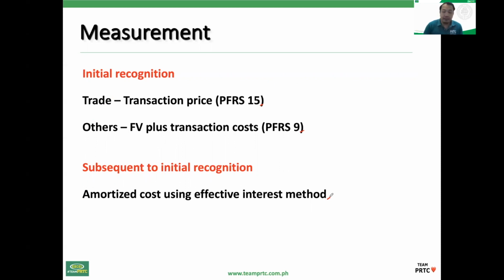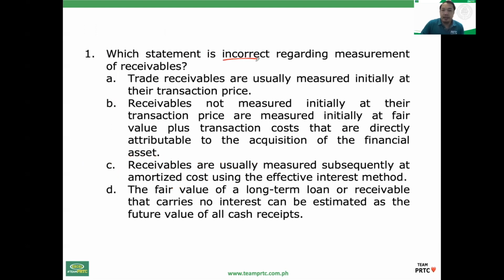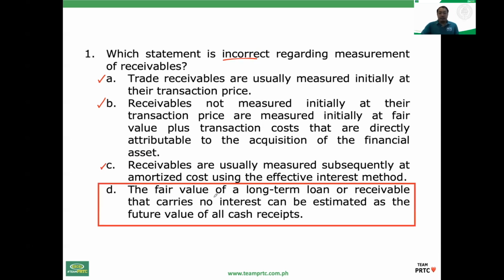Okay, so based on that summary, number one, which statement is incorrect regarding measurement of receivables? A is a correct statement. Initial measurement of trade receivables, transaction price. B is also correct. So other receivables, fair value plus transaction cost. C is also correct. Subsequent measurement, amortized cost. Incorrect: Delta. The fair value of a long-term loan or receivable that carries no interest can be estimated as, ayun, doon nagkamali. Dapat yan, present value, not future value of all the cash receipts. Okay, so dapat yan, present value. So the cash flows discounted using the market rate.